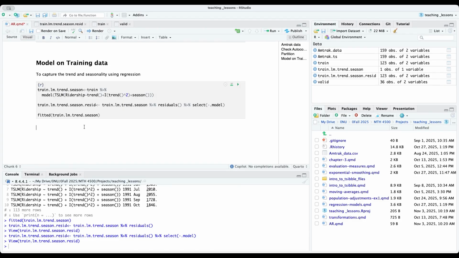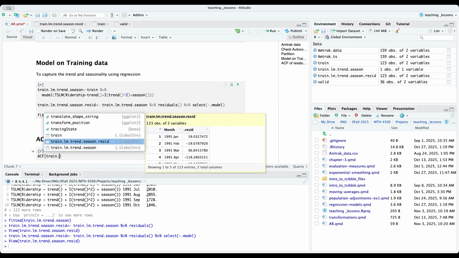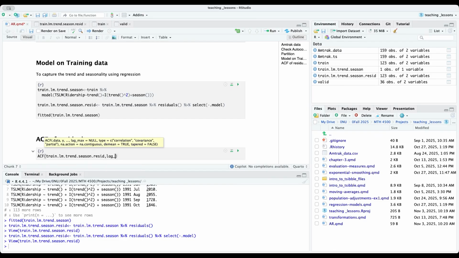So we want to check first the ACF of the residuals. And the question is going to be, did my model capture all of the time-based structure, or do we still have memory hiding in these errors? So look at ACF, autocorrelations of residuals, okay? The autocorrelations of residuals. It's going to be ACF, train, just the residuals, lag max, let's get 36 again.